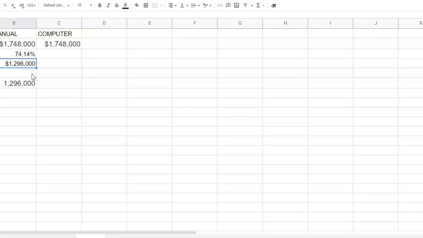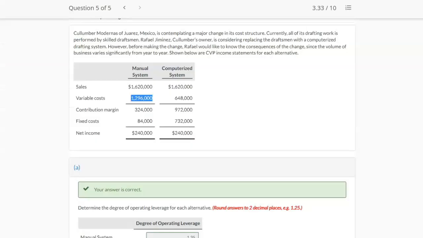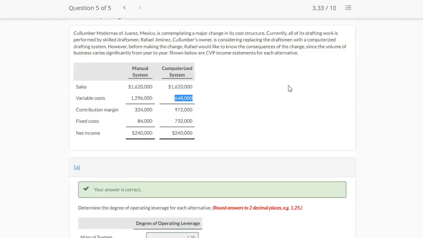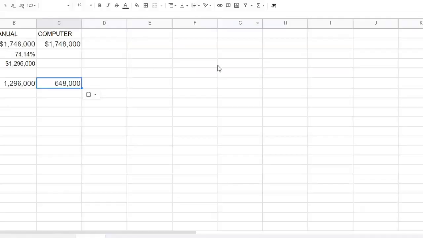VC. Okay, now go to computer. Go up one. Okay. Go back to the problem and get the variable cost for computer. Right. Now take that as a percentage of sales of 1620. Wait a minute. 1620. Okay. Now wait a minute. Okay. Wait. Whoa. We made a mistake. Go back. That's a problem with Excel.